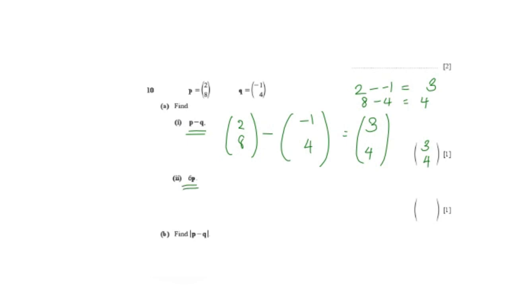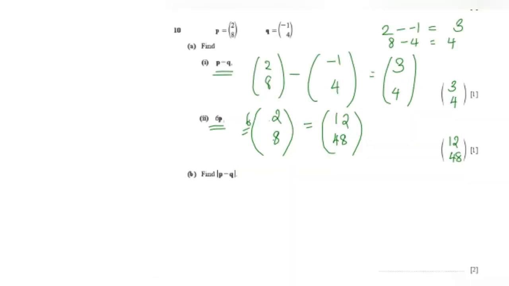Second part of the question is 6p. So we are going to multiply the column vector p with a scalar quantity 6. So here what we are supposed to do is, we will multiply the scalar with every quantity inside. So 6 times 2 is 12 and 6 times 8 is 48. So the answer is 12, 48.